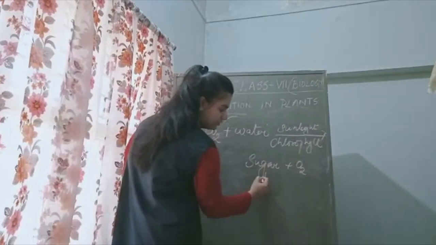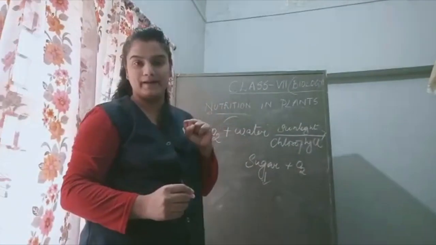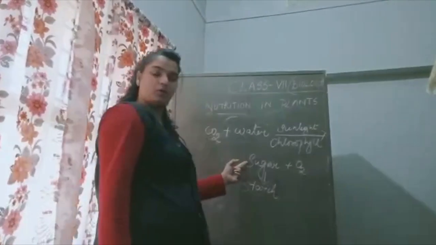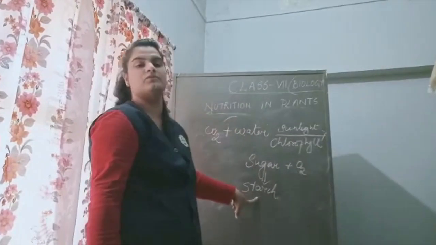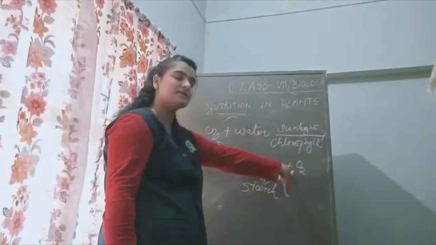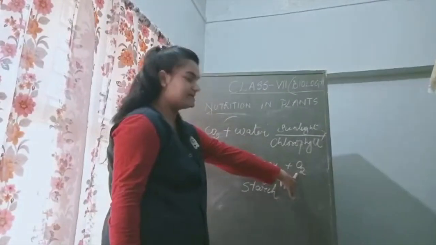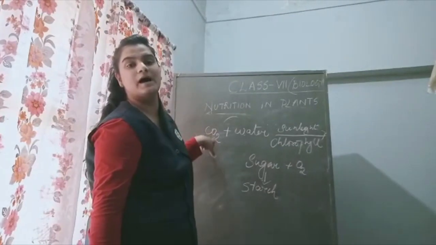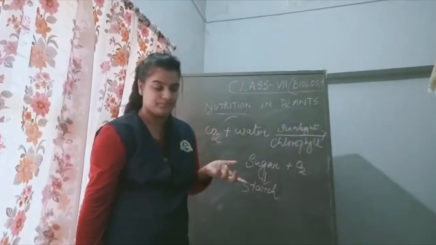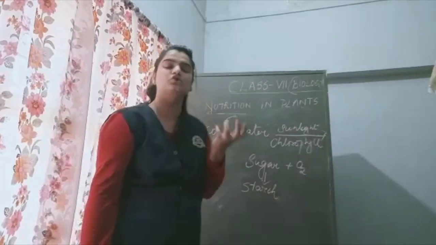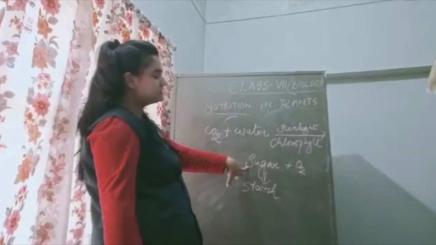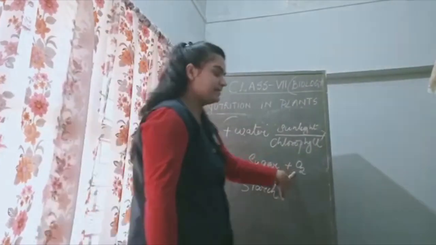This sugar produced by the plant, that means the food prepared by the plant, is stored in the form of starch. And what is the gas given out during photosynthesis? That is oxygen. Which gas is utilized during photosynthesis? That is carbon dioxide. If a question arises, what are the end products of photosynthesis? That is sugar, the food for the plant, which the plant stores in the form of starch, and the gas oxygen.